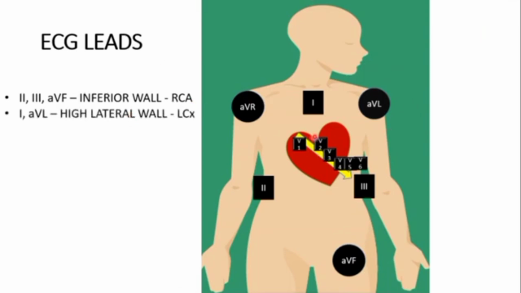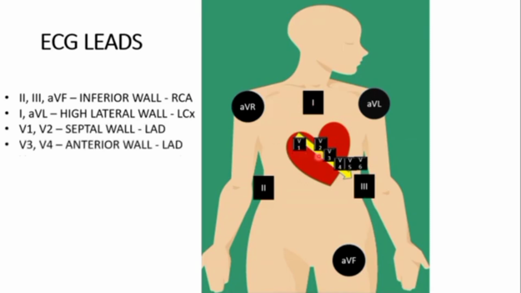Then lead 1 and AVL. These are at the high lateral wall, which is supplied by the left circumflex artery. Then V1 and V2. They are the septal wall, supplied by the left anterior descending artery. V3 and V4 are at the anterior wall of the heart, left anterior descending artery. V5 and V6 are at the lateral wall, left circumflex artery.